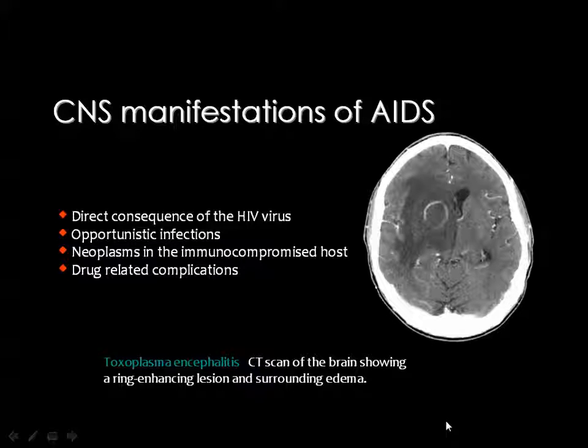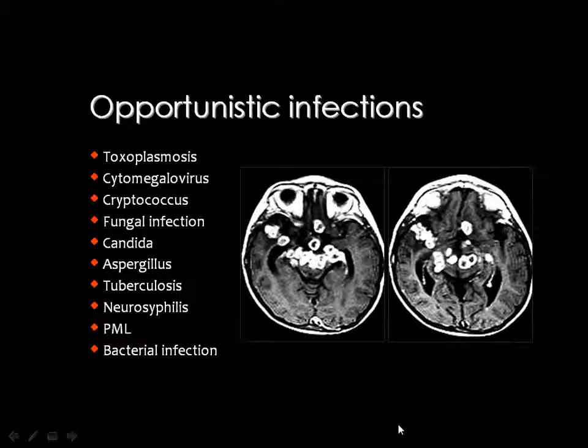Anyone may call this an usual abscess of bacterial etiology. But knowing that this patient is an AIDS patient, you should include in the differential diagnosis the possibility of toxoplasma. And these are the opportunistic infections which may be encountered in patients with HIV infection: toxoplasma, cytomegalovirus, fungal infections like Cryptococcus, Candida, Aspergillus, also TB, syphilis, progressive multifocal leukoencephalopathy, and some of the bacterial infections.